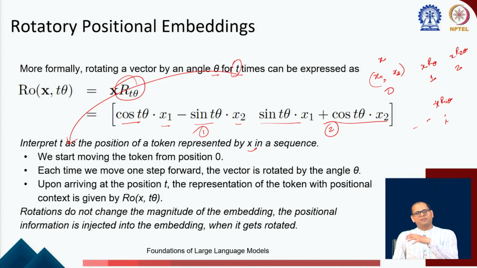So, the same word with this embedding x, depending on what position it is in the sentence, in the sequence, you will give its embedding incorporating the position embedding x r i theta, right. And as we said, rotations do not change the magnitude of the embedding, they only incorporate the position information through the rotation, because you keep on having the angle multiplied by the number of positions in the sequence.